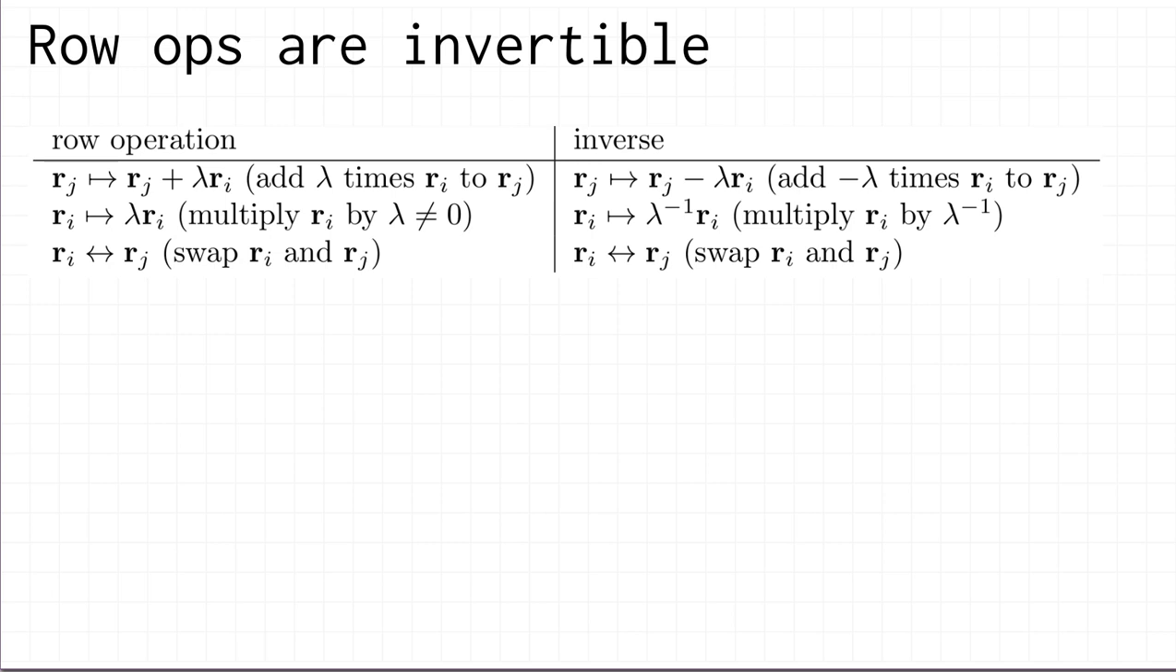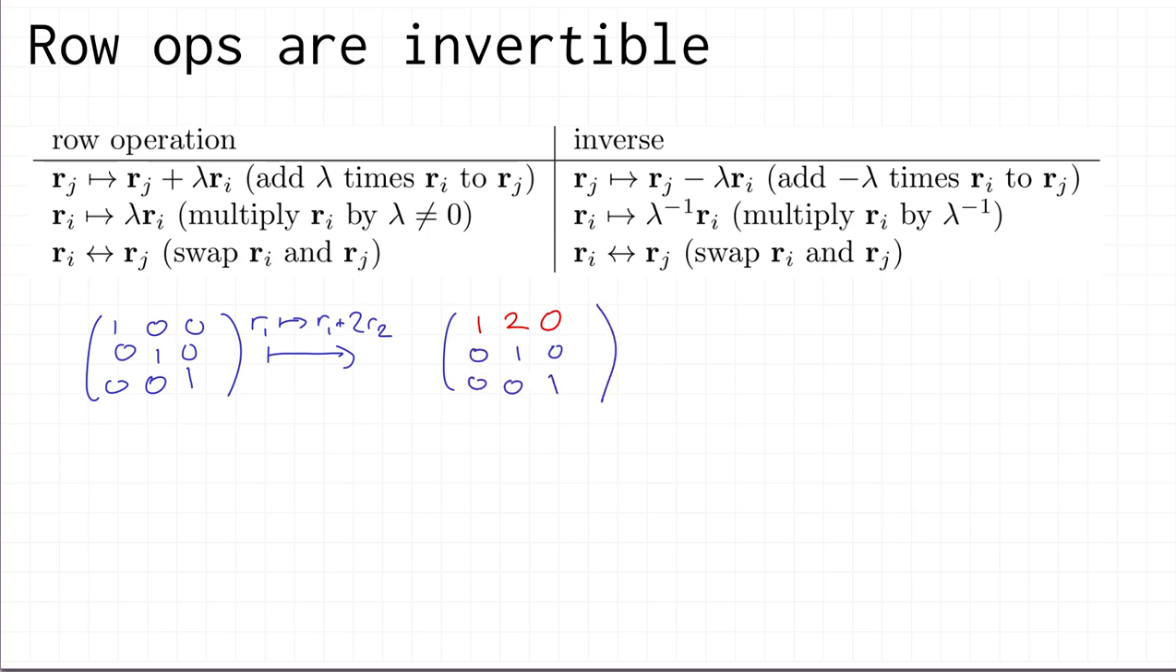So let's look at an example again. If we take, yet again, starting off with our identity matrix, and we do the row operation where row 1 goes to row 1 plus 2 times row 2, then row 1 would change and we'd end up with 1, 2, 0, and the other rows wouldn't change. Of course we can undo that just by subtracting 2 times row 2 from row 1. The row operation which sends row 1 to row 1 minus 2 R2 would take us back to where we started. So row operations of the first kind are invertible.